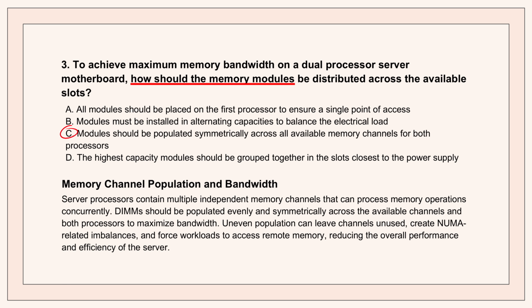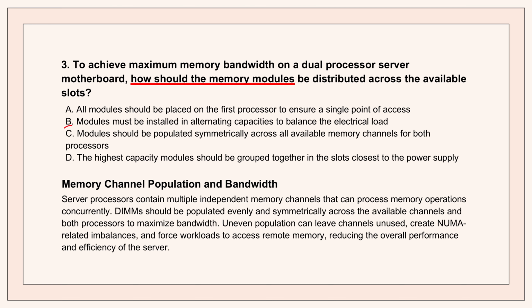I always compare this to traffic management. Okay, how so? Well, instead of jamming all cars into a single lane, which is asymmetrical, symmetrical population opens up all the lanes on a multi-lane highway. It allows maximum traffic flow simultaneously. That is exactly what happens electrically.